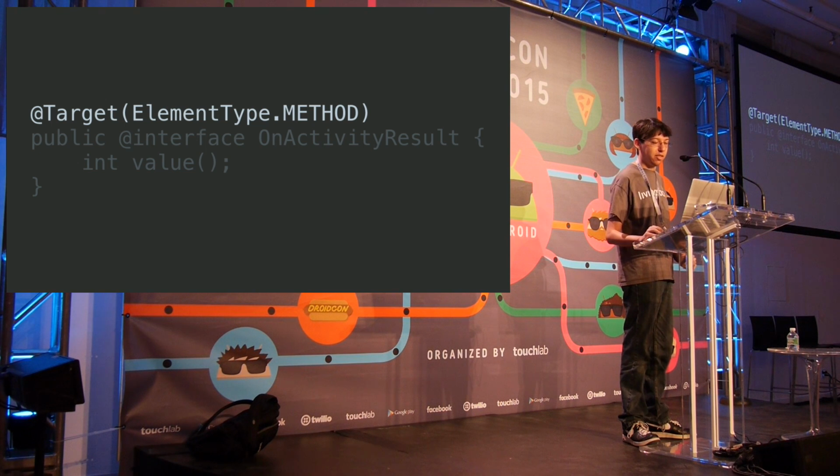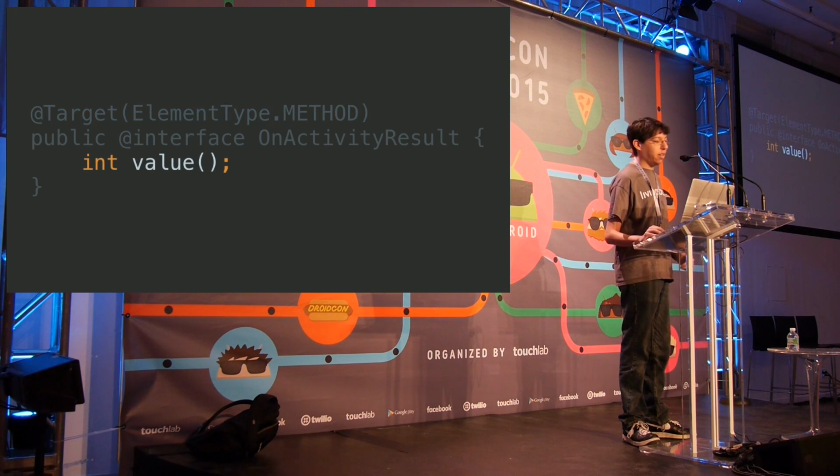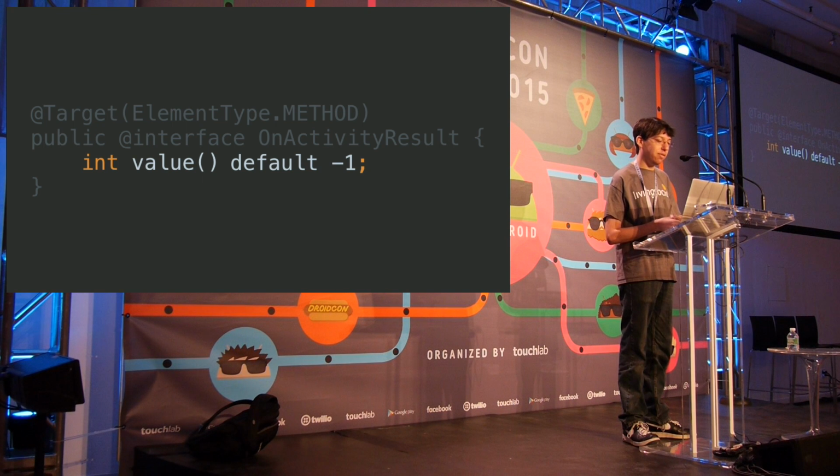The other part that's interesting to look at is the parameters for the annotation. You can declare string or integer or whatever you want. And then you can also have default values for these. So if this is not defined, then it will automatically default to -1.